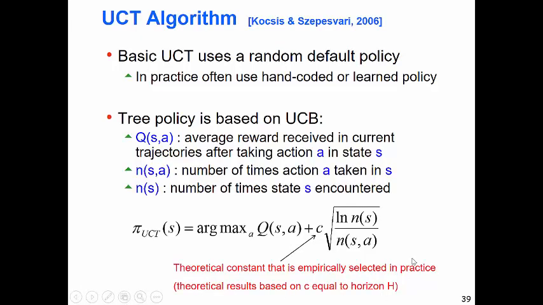It has to be equal to the horizon. And if you use that, then for any practical time frame and any reasonable horizon, you're just going to be exploring all the time. So in practice, UCT treats C as a hyperparameter, and you just tune it for your particular problem.